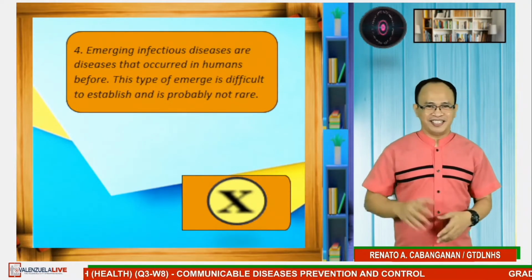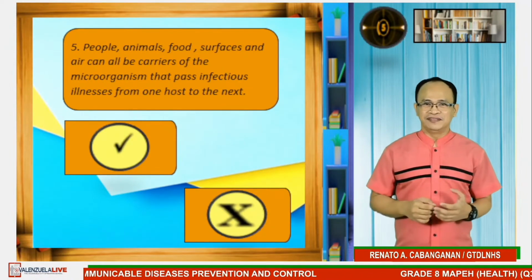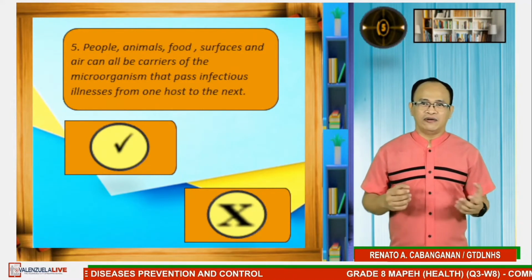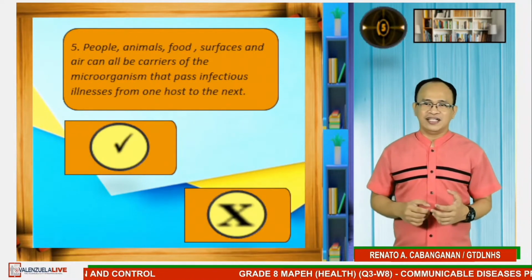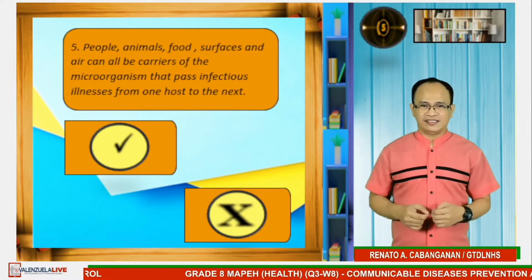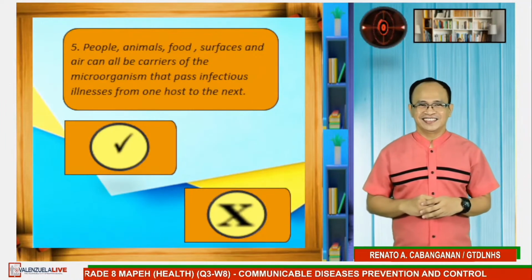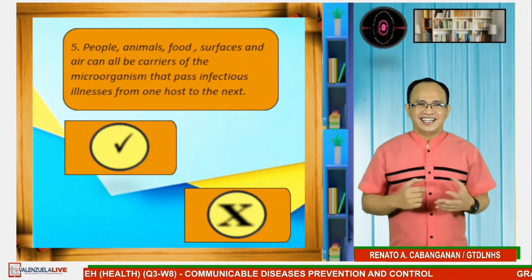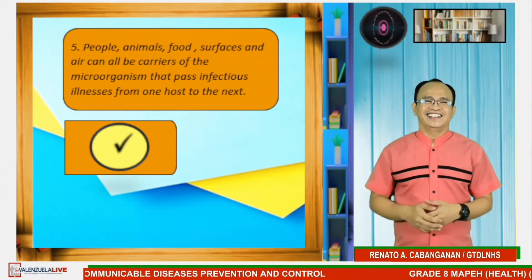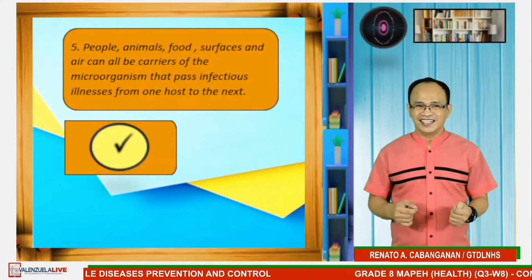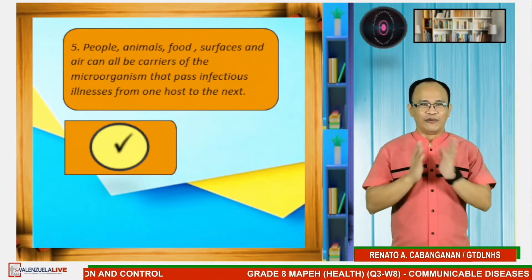Let us proceed to statement number 5. People, animals, food, surfaces, and air can all be carriers of the microorganisms that pass infectious illnesses from one host to the next. 5, 4, 3, 2, 1, 0. Time's up. The answer is check. Did you get all the answers correctly? I do hope so. Congratulations for a job well done.